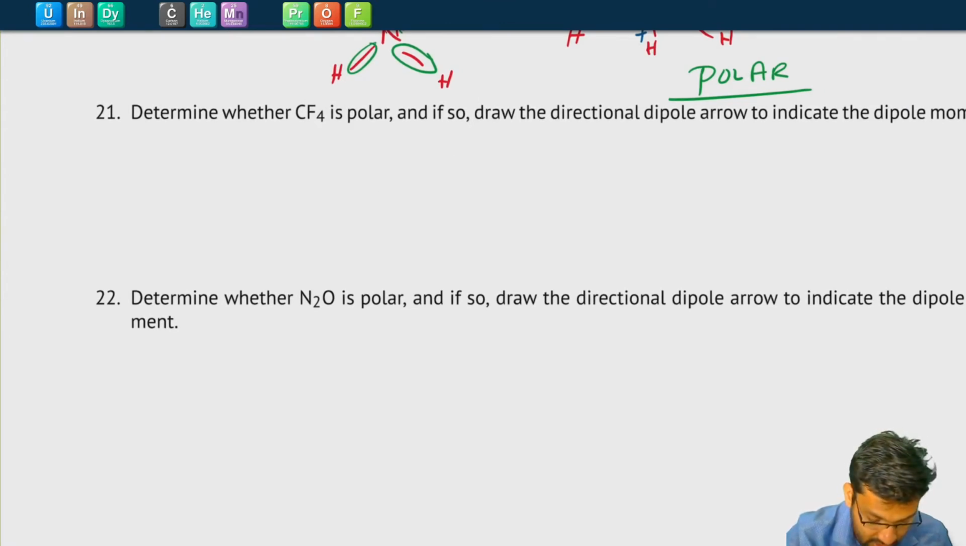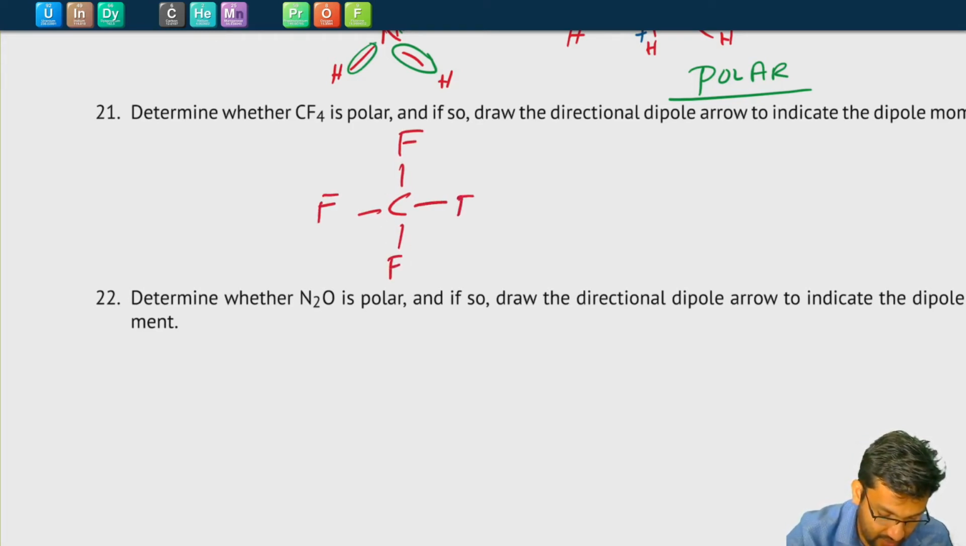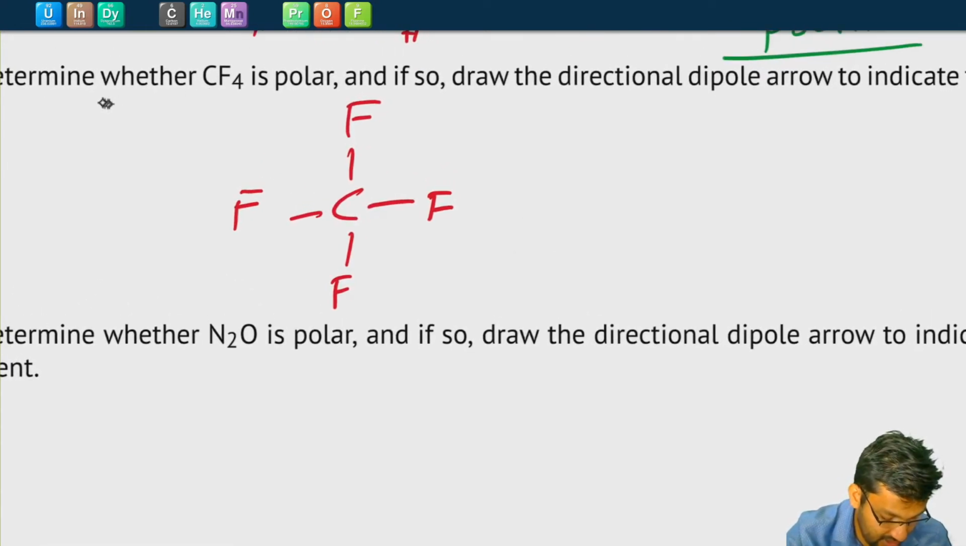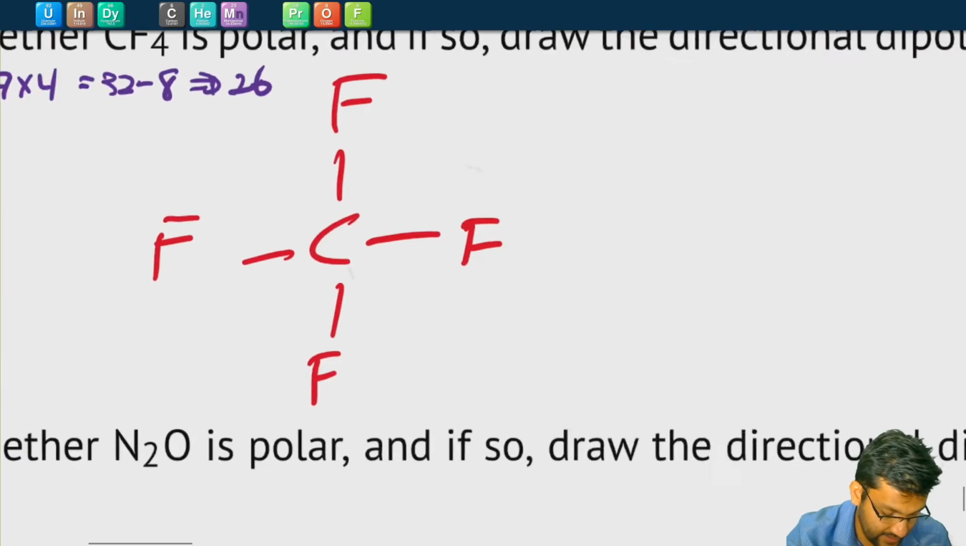We draw the Lewis structure. Again, if you haven't done this already, please do so first. CF4. F is terminal because it's very electronegative. And let's look at valence electrons. Carbon has 4, fluorine has 7. There's 4 of them. 7 times 4 is 28 plus 4 is 32. We have 8 in bonds, so that means that we are left with 26 if my math is correct.